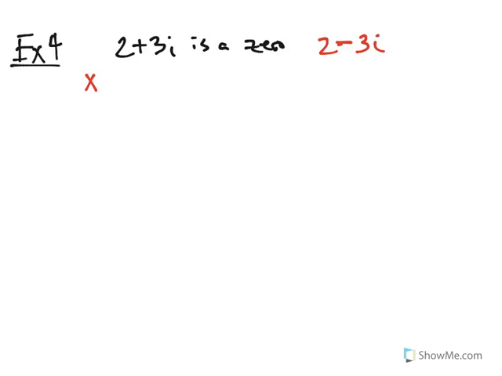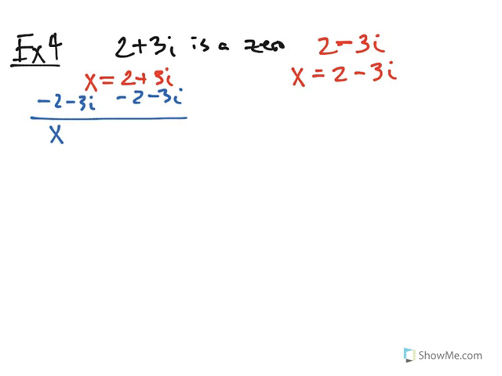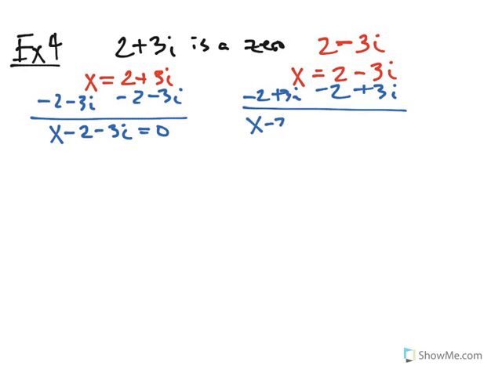So I know I have x equals 2 plus 3i, and over here we got x equals 2 minus 3i. And what's going to end up happening is, it looks ugly, but there's really a trick to it. I'm going to subtract the 2 and the minus 3i from both sides. And I get x minus 2 minus 3i equals 0. And over here, it's minus 2 plus 3i, and I get x minus 2 plus 3i is equal to 0.